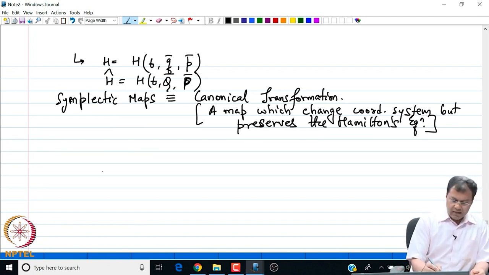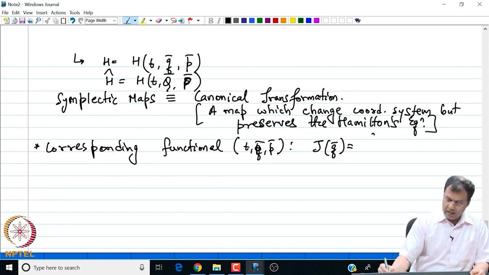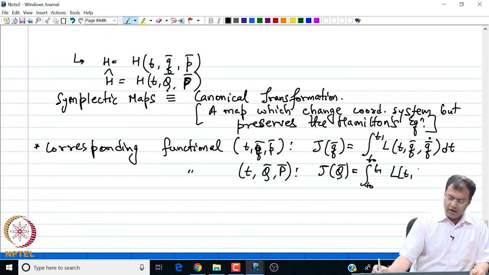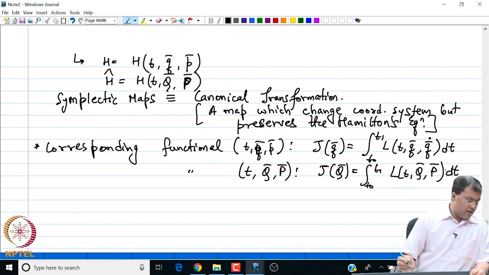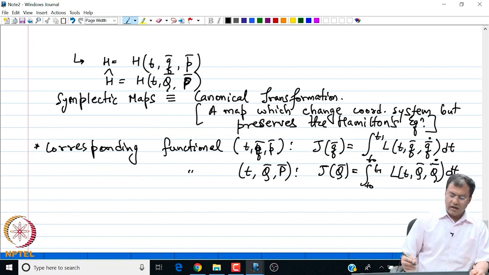Which means that the corresponding extremals, well, the corresponding functionals in the t, q, p framework are given by J of q bar, which is the integral from t0 to t1 of L of t, q bar, q bar dot dt, and the corresponding functional in t, capital Q, capital P bar is of the form J of capital Q bar, which is the integral from t0 to t1 of L of t, Q bar, P bar dt. Well, if we have q dot here, this will be Q dot here with a capital.